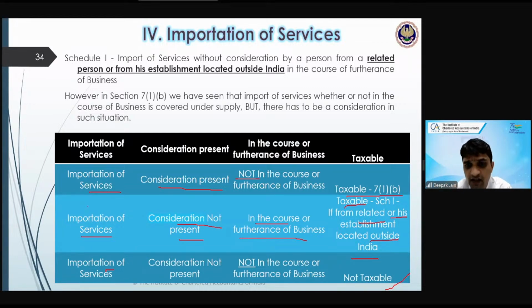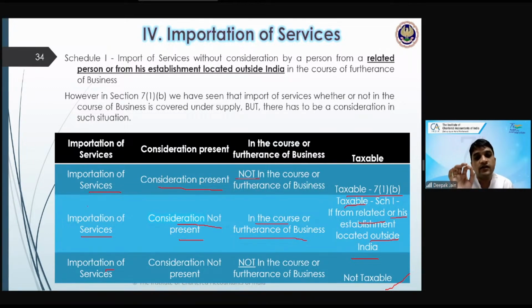Soumya, your point on agent: independent agent, interest included in the value; not independent, then interest not included in the value. Correct. Your analysis is very right.